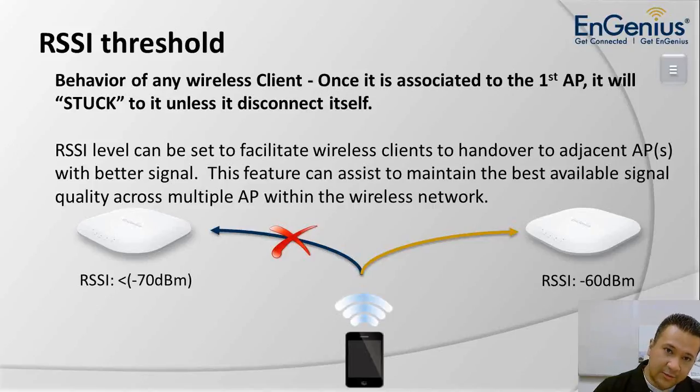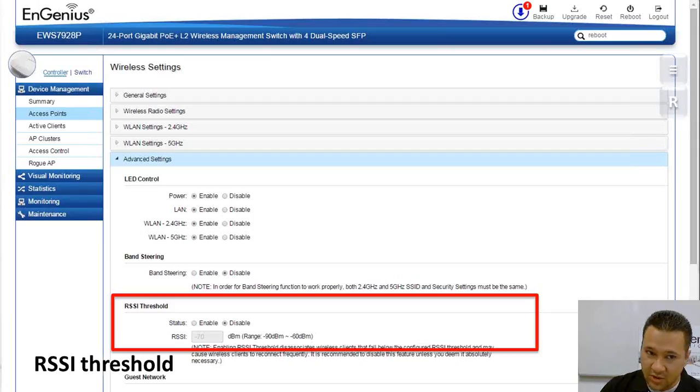Of course, you have to only use it when there is actually another access point where a client can connect to. Before you enable this function, you better do a proper field survey, and you really have to fine-tune these levels in order for this function to work properly.